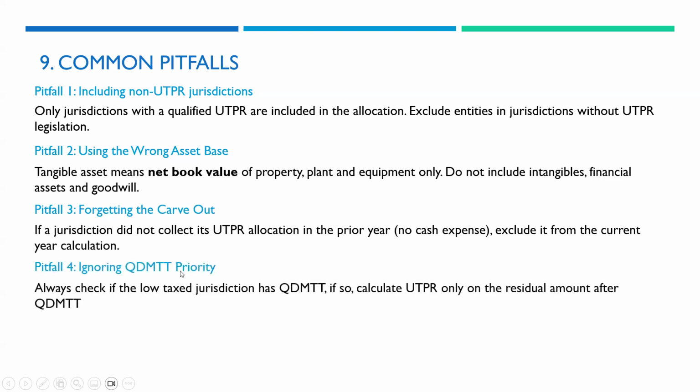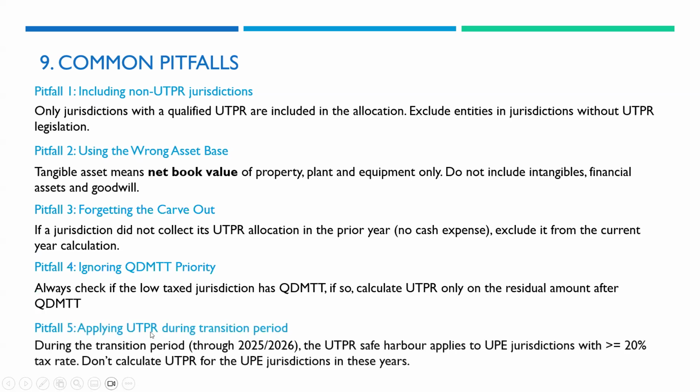And you should not ignore QDMTT priority. Always check if the low-tax jurisdiction has a QDMTT. If so, calculate UTPR only on the residual amount after QDMTT. Then, applying UTPR during the transition period: during the transition period, the UTPR safe harbor applies to jurisdictions with more than 20%. Don't calculate UTPR for UPE jurisdictions in these years. In the transition years, don't calculate.